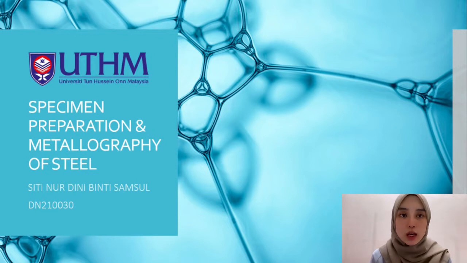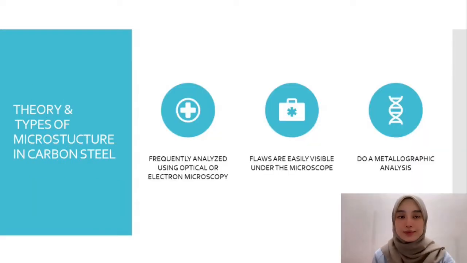Today I would like to present about specimen preparation and metallography of steel. For the first slide, we're going to look at the theory and types of microstructure in carbon steel. The first point is that it is frequently analyzed using optical or electron microscopy. The second is that flaws are easily visible under the microscope. And the last one is to do a metallographic analysis.